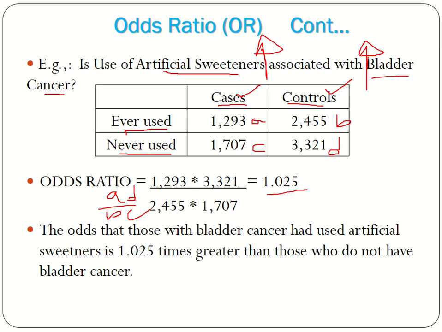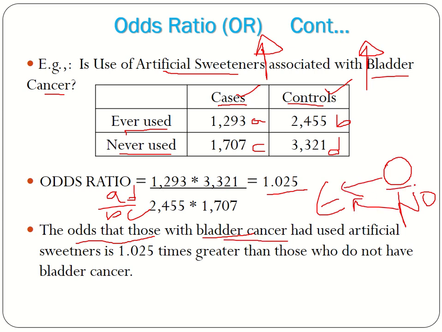Let's interpret it. The odds that those with bladder cancer had a history of use of artificial sweetener, which is exposure, is 1.025 times. And this is our odds ratio.